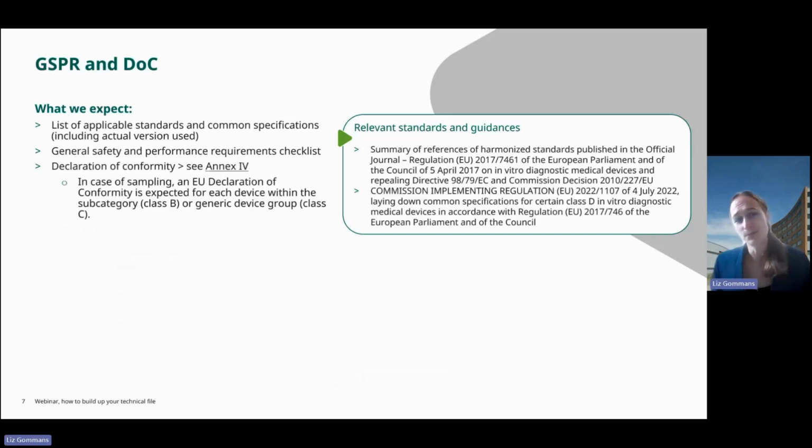Then the declaration of conformity. I think what should be on there is very clearly described in Annex 4 of the IVDR. Just one note, in case of sampling, an EU declaration of conformity is expected for each device within your subcategory or generic device group. So please note that for every device that falls under your group that you want to have certified within your sampling, we need to receive the declaration of conformity.